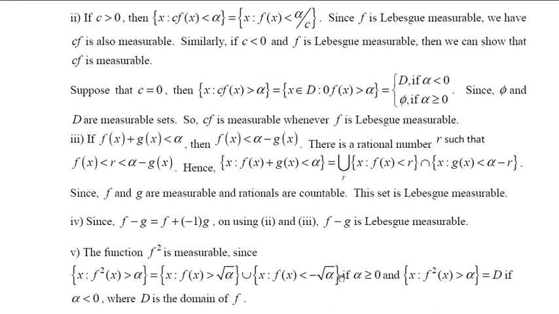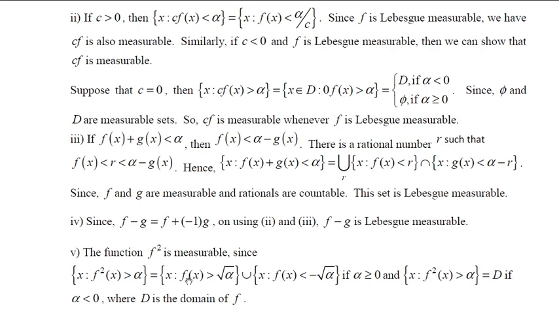Now the question is, when alpha is less than 0, then the set of all x where f squared of x is greater than alpha will be equal to the domain D itself, as we said here. In this case, if alpha is less than 0, then this set simply becomes D. By the same way, this is D.